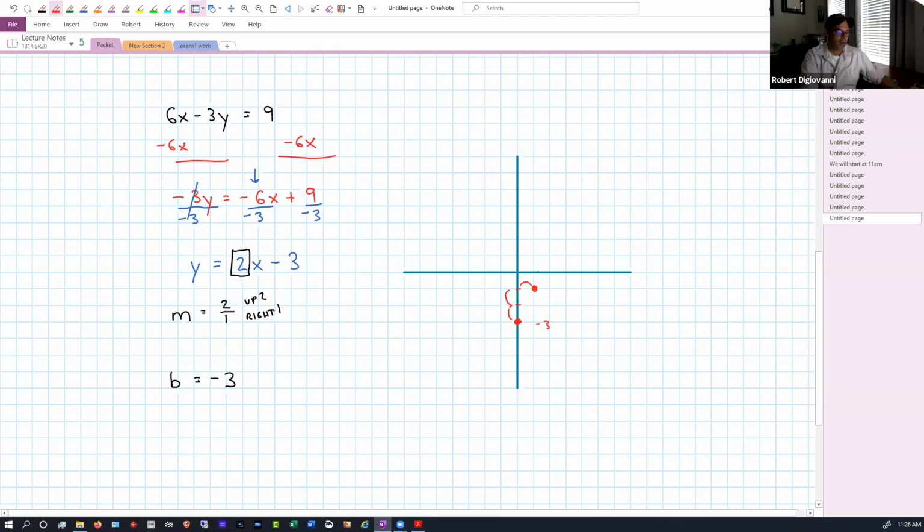And then I could draw my straight line. If I wanted to, I could do it again. I could go up 2 to the right 1. I could draw another dot. Up 2 to the right 1, draw another. I could do that forever. All of these will lie on a straight line.